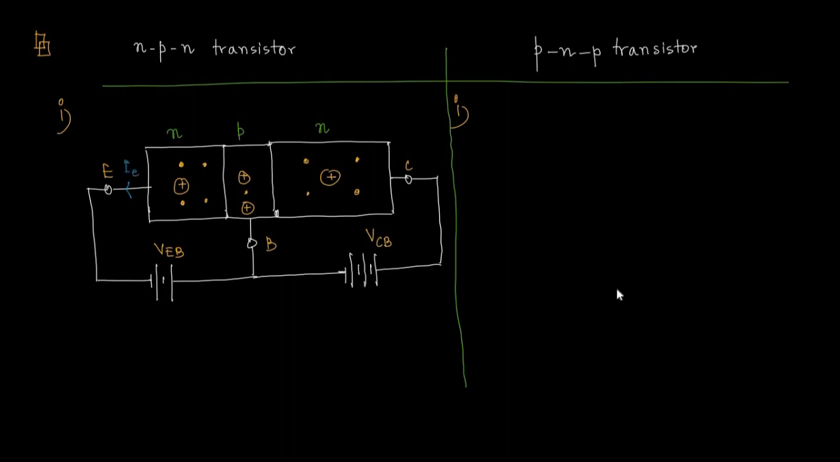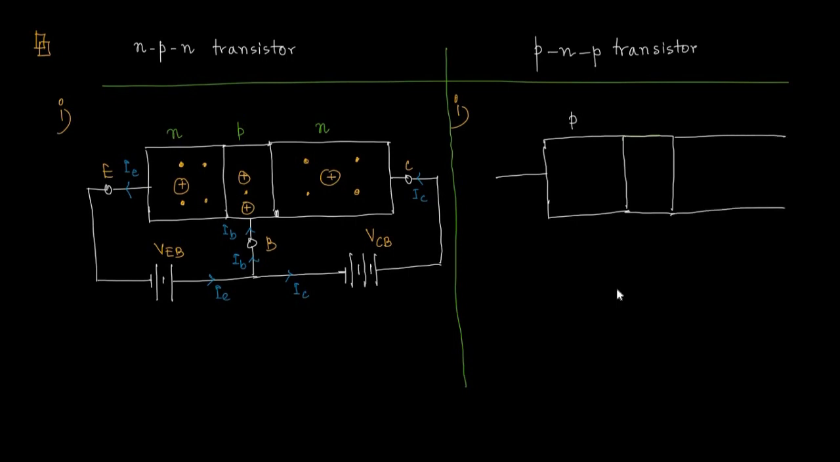For NPN transistor, emitter current IE flows away from the emitter, and base current IB and IC flow into the base and collector respectively. IE is the emitter current and IB and IC are the base and collector current respectively. Now on the right hand side we can draw a PNP transistor in which N-type base is sandwiched by P-type emitter and collector. We can denote emitter, base and collector terminal, and here base is N-type.